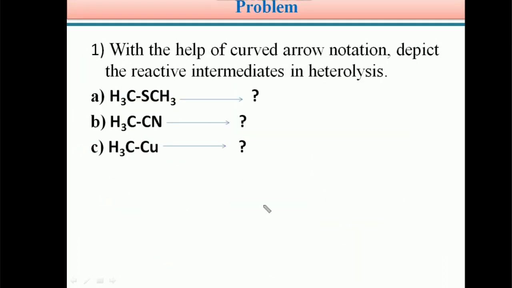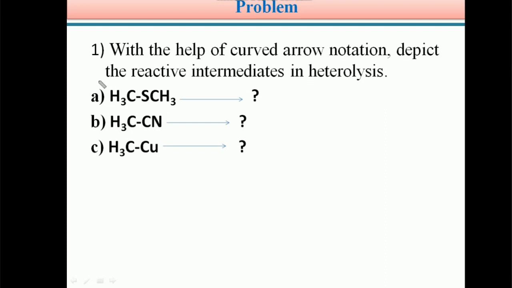Dear students, up to now we have discussed different basic concepts in organic chemistry. In order to understand very clearly, we should do some easy problems to understand the basics of organic chemistry. First problem: with the help of curved arrow notation, depict the reactive intermediates in heterolysis. Here the examiner gives some molecules. In case of heterolysis, what are the reactive intermediates? Identify them with the help of curved arrow notation. One by one we can solve.